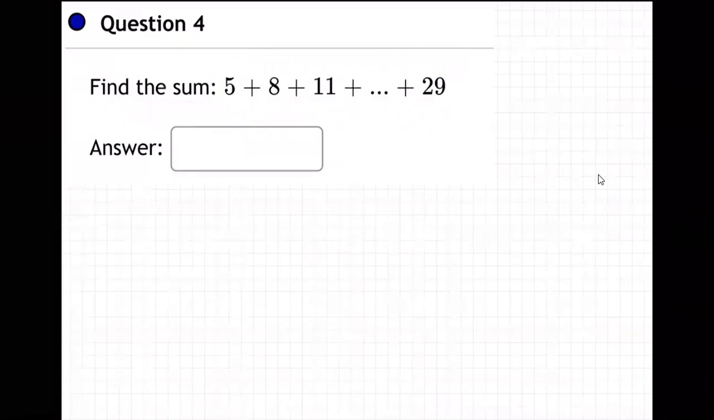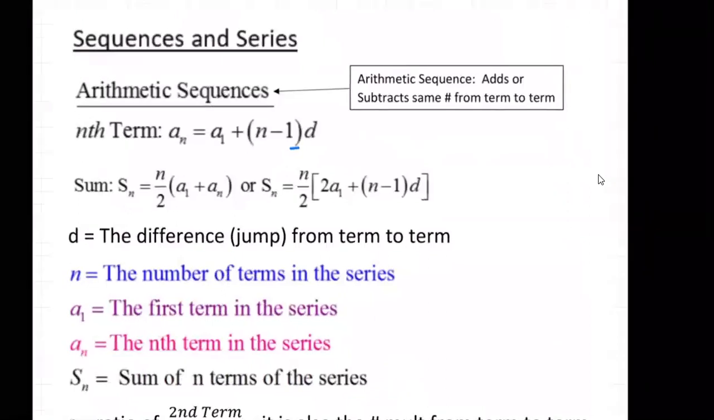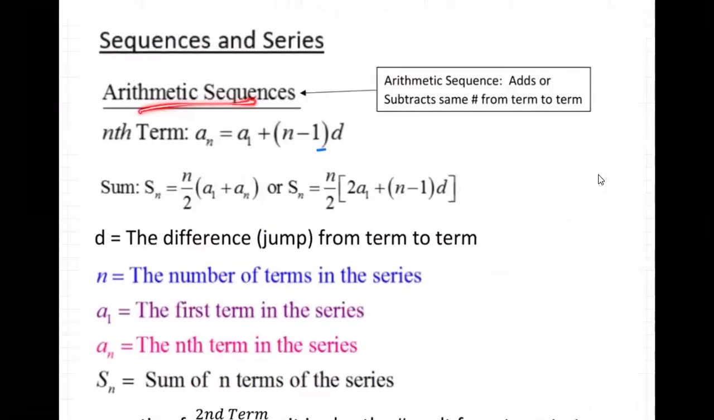Let me help you figure it out. The first thing we have to determine, step number one, is whether this is arithmetic or geometric. So let me go to the notes with you. Arithmetic, remember, adds or subtracts the same number from term to term. It's like when you were a kid, you learned to add and subtract, the first thing you ever learned in math.